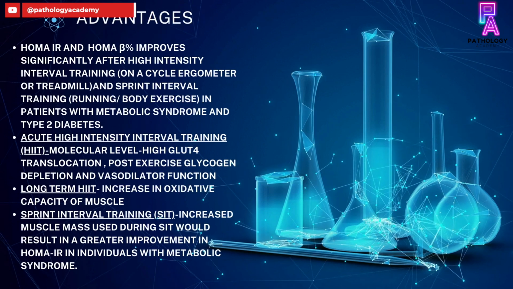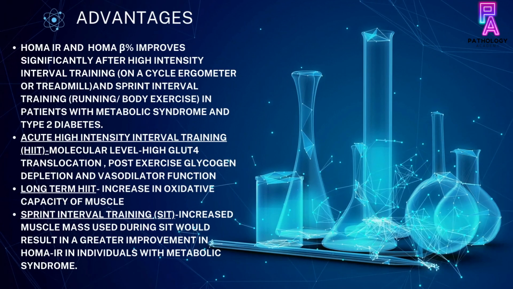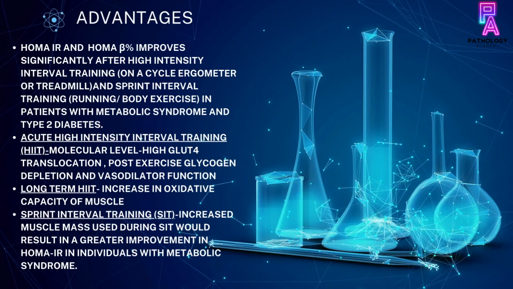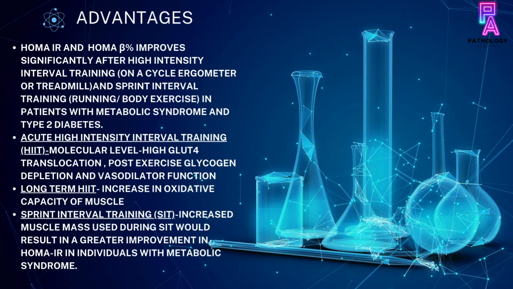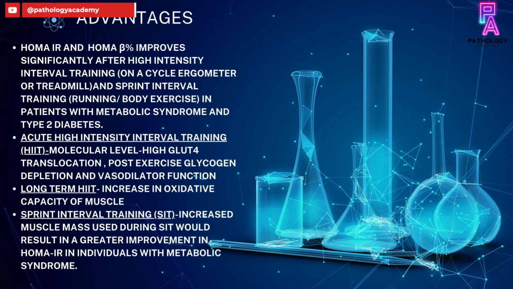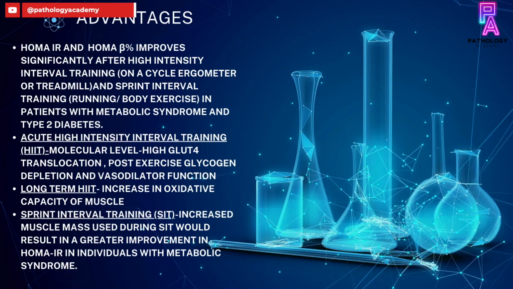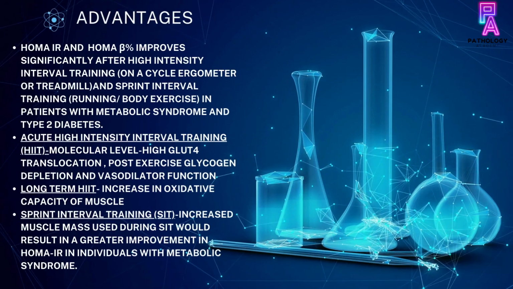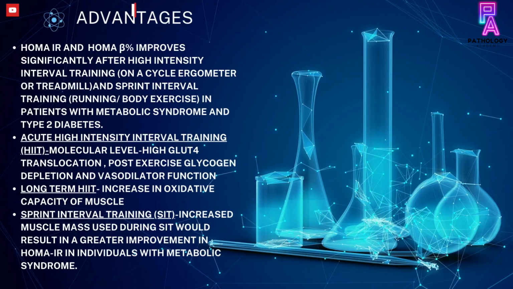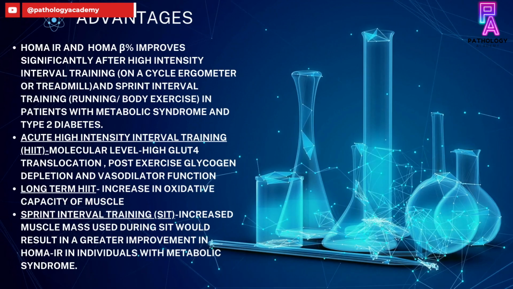The molecular basis is that in acute high intensity interval training, there is high GLUT4 translocation, post exercise glycogen depletion, and vasodilator function. And the molecular basis in long term high intensity interval training is an increase in the oxidative capacity of the muscle. However, in sprint interval training, there is increased muscle mass used during sprint interval training, which results in greater improvement in HOMA IR in individuals with metabolic syndrome.